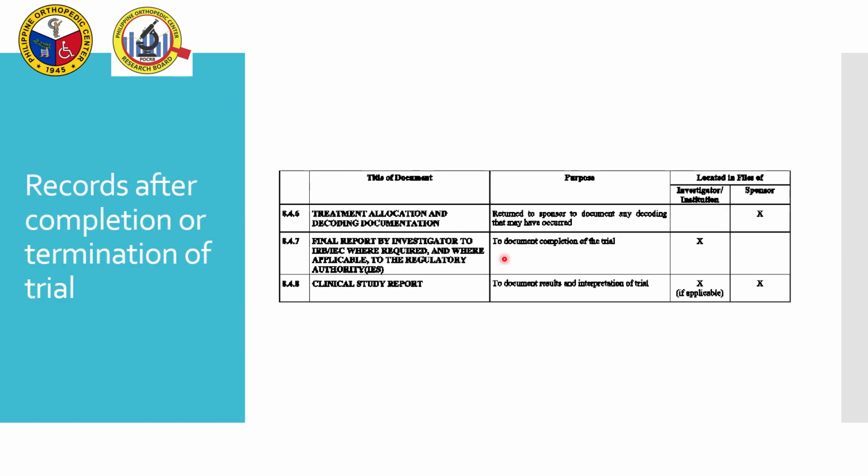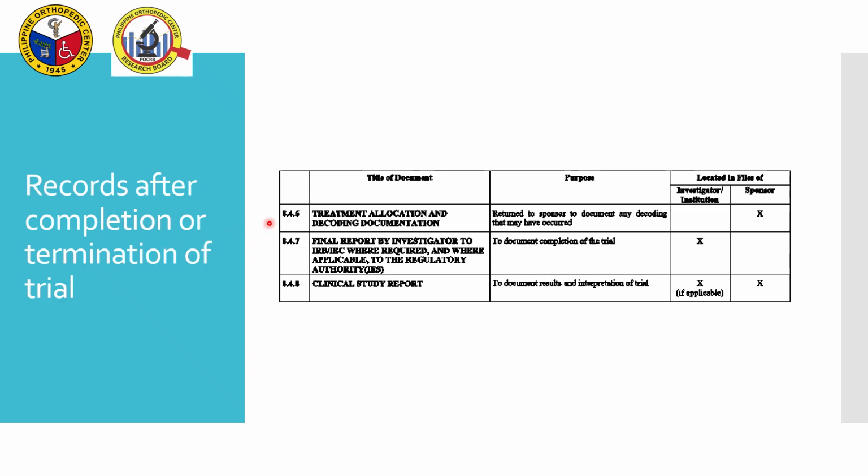Next is the records again after completion or termination of trial. We'll proceed with the treatment allocation and decoding documentation. The primary purpose of this record is to document any decoding or unblinding that may have occurred during the study. According to GCP, or the Good Clinical Practice Guidelines, this document is returned to the sponsor to maintain a permanent record of how the treatment assignments were managed, only the sponsor.